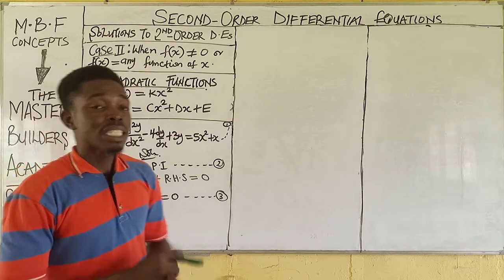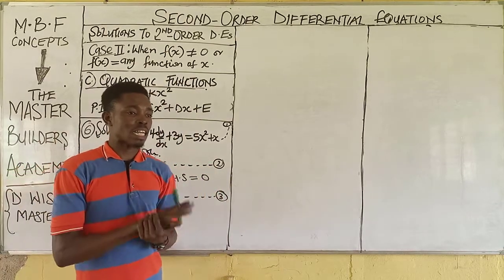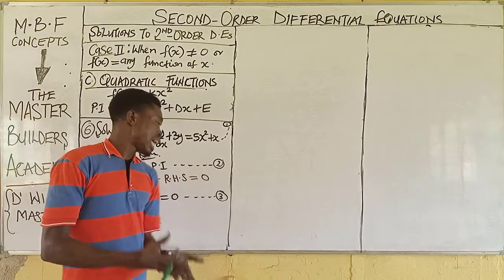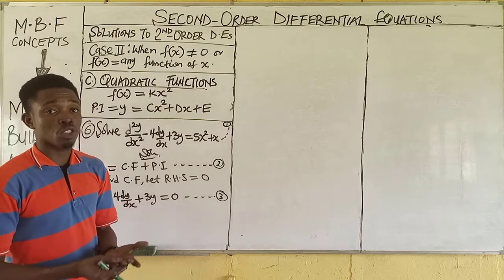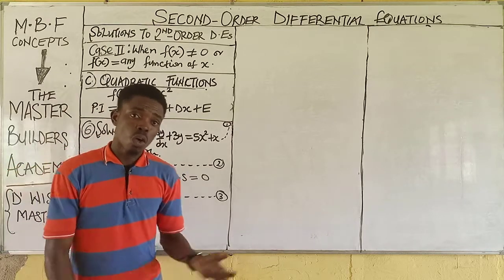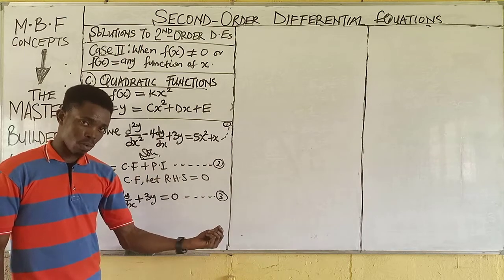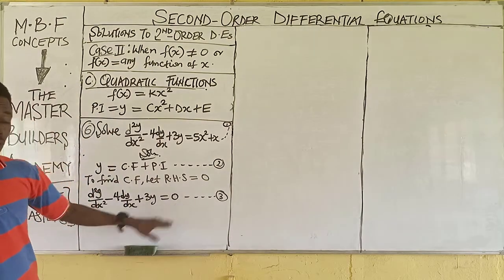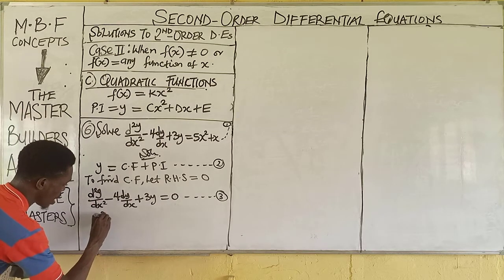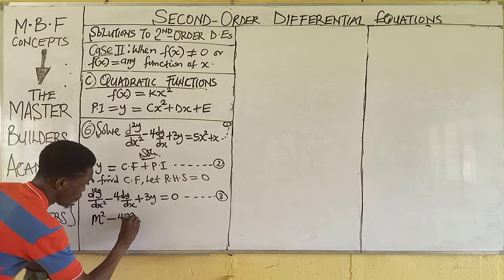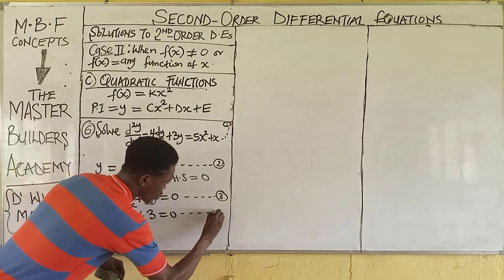Are we there? Now that we have obtained equation 3, having equated the right hand side of this equation to 0, all we simply need to do is to obtain the auxiliary equation, because we only obtain the auxiliary equation when the right hand side of any second order differential equation is 0. Now we already have it in that condition. Then we can deduce the auxiliary equation, where this becomes m squared minus 4m plus 3 multiplied by 1 is 3, equal to 0, and we call this equation 4.